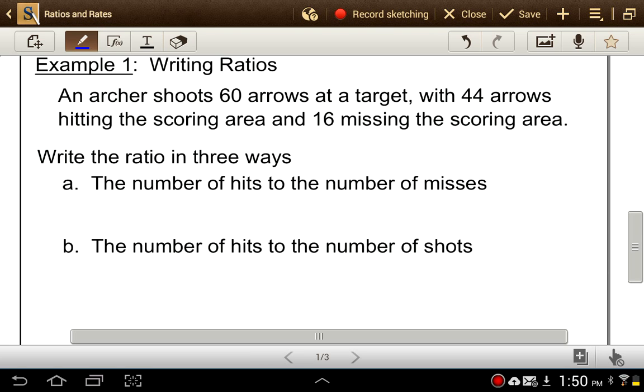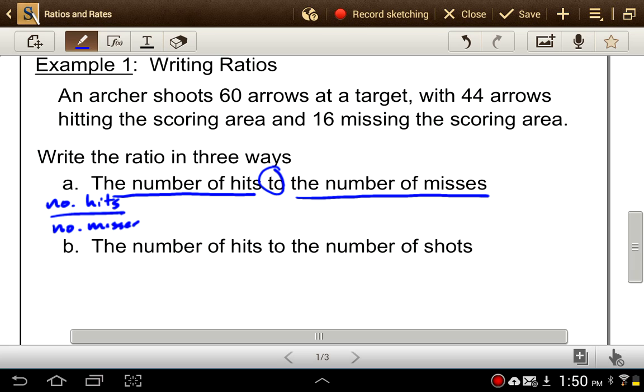So we have two questions here. The first one is the number of hits to, there's our transition word, the number of misses. So I'm going to put the number of hits on top, and I put the number of misses on the bottom. The reason I did that is because that is the order that they are written in the problem. Number of hits, to, number of misses. So my number of hits is 44. My number of misses was 16. So it's going to be 44 over 16.